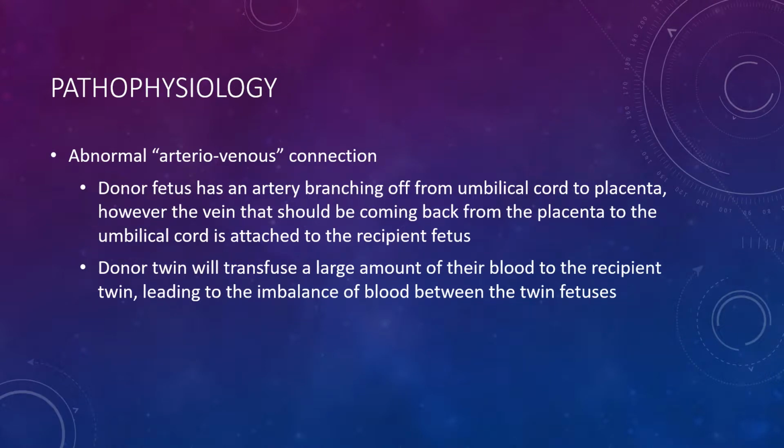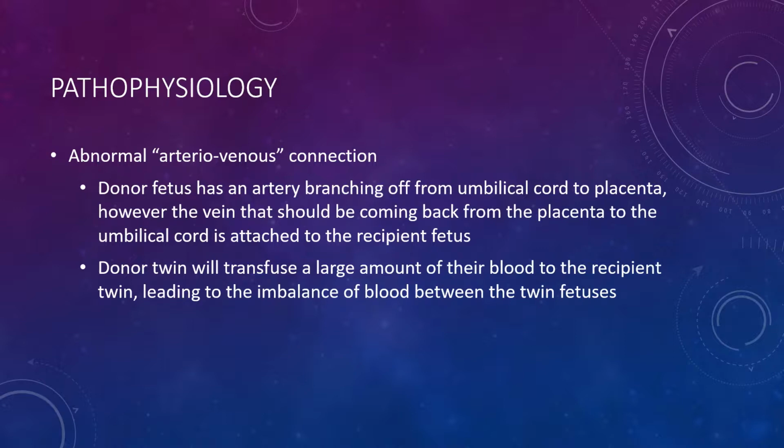So the core pathophysiology of this disorder is something called abnormal arterial-venous connection. So you have a donor fetus and a recipient fetus. In that donor fetus, there is an artery branching off from the umbilical cord to the placenta, and ideally there would be a vein coming back from the placenta to the umbilical cord, delivering nutrient-rich oxygenated blood. But instead, in TTTS, that vein is going to the umbilical cord of the recipient twin. So that donor twin is transfusing large amounts of blood to the recipient twin, and that leads to the imbalance of blood between the twin fetuses.